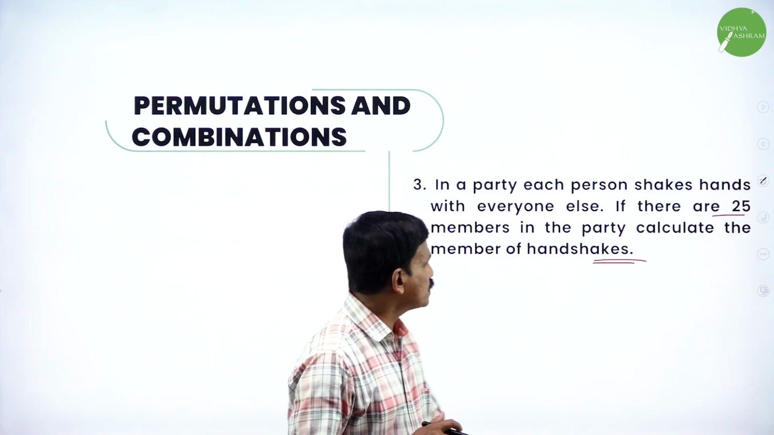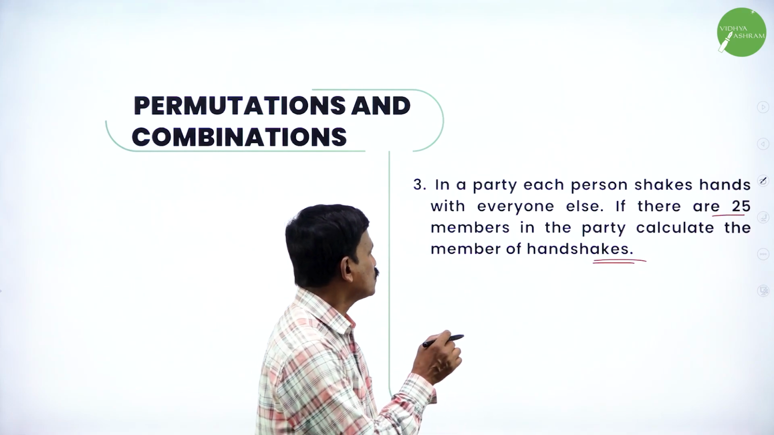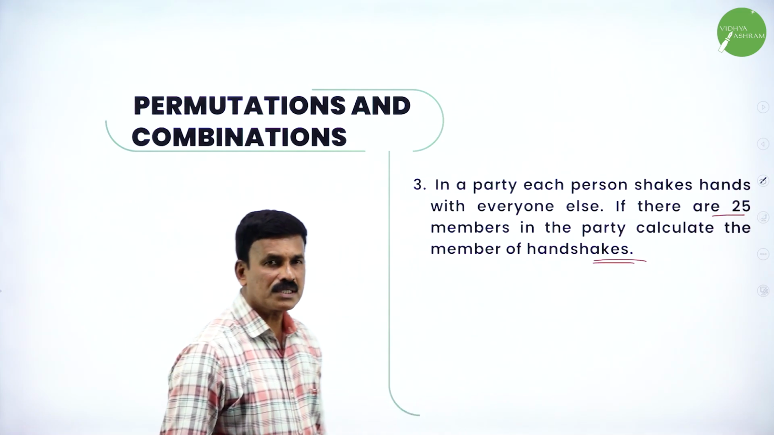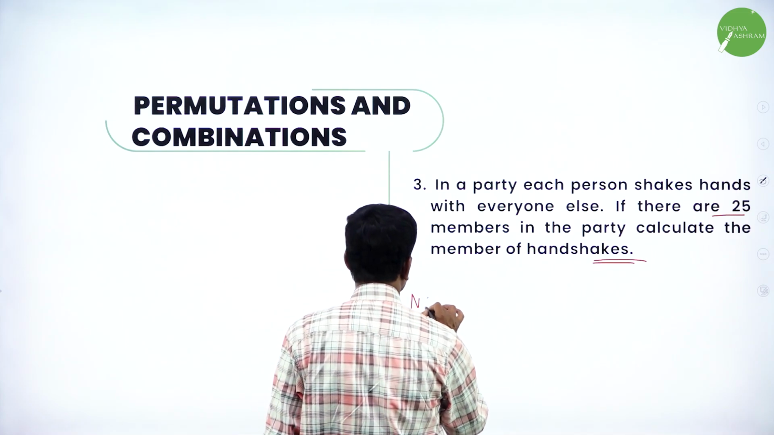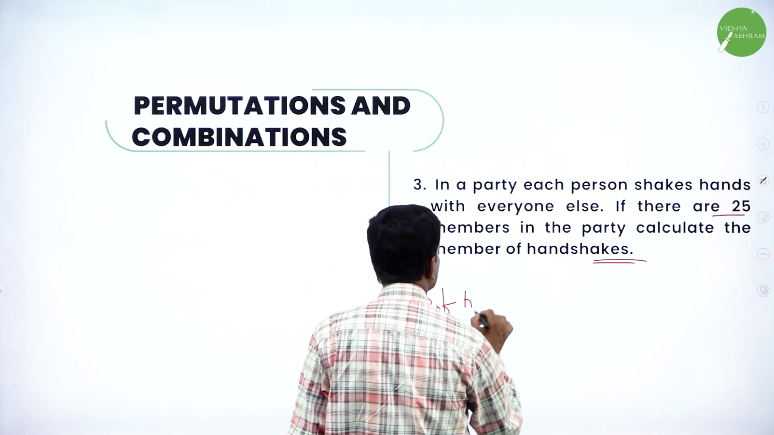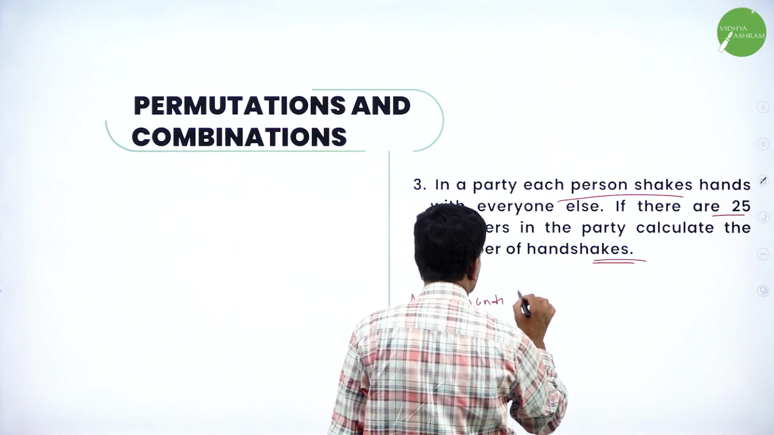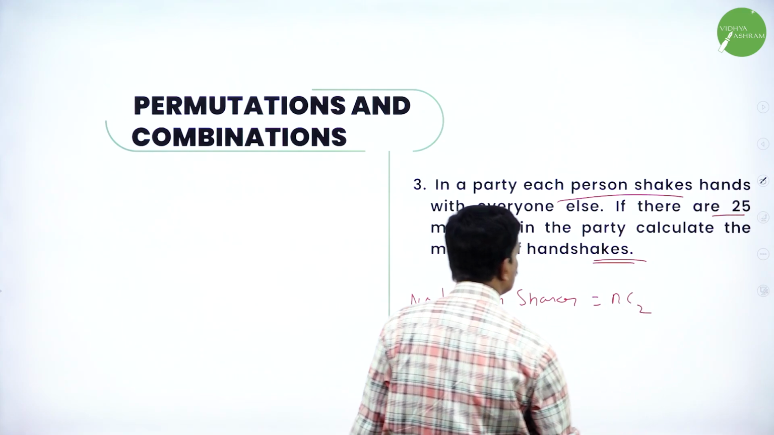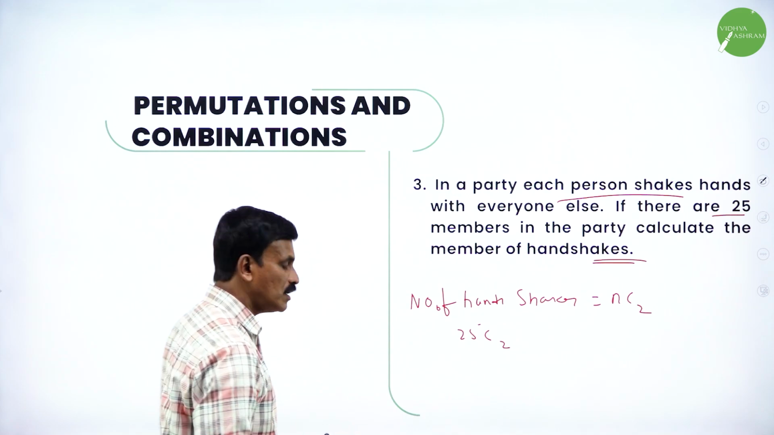So here, how many persons are given? If there are 25 members in the party, calculate the number of handshakes. Now here 25 persons are there. The general formula for the number of handshakes is equal to nC2. Here how many persons are there? There are 25C2. Just find out the value of 25C2.